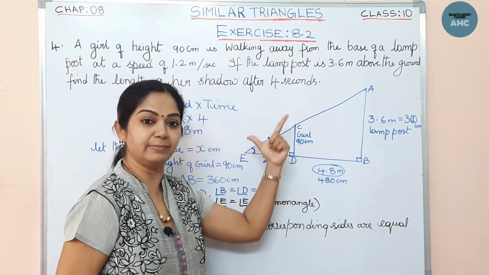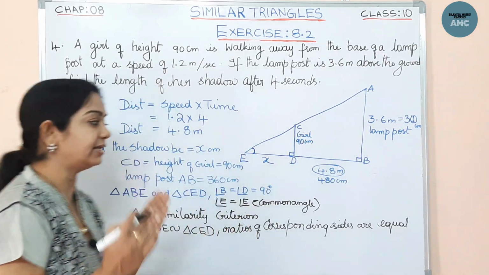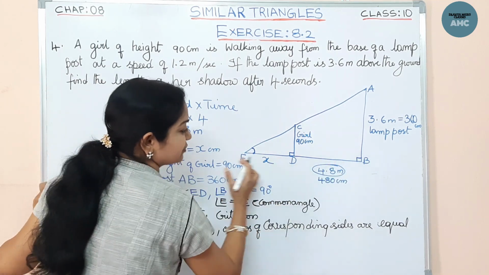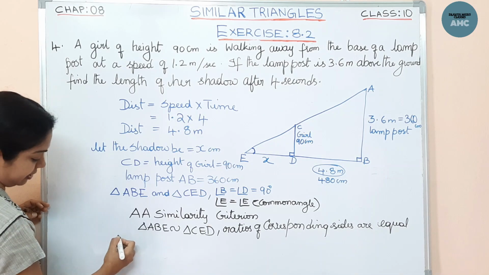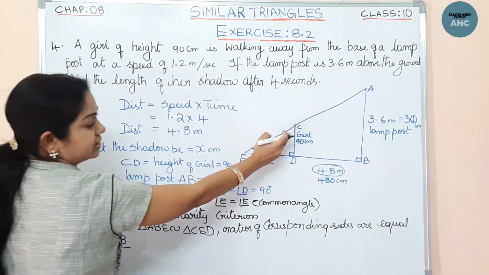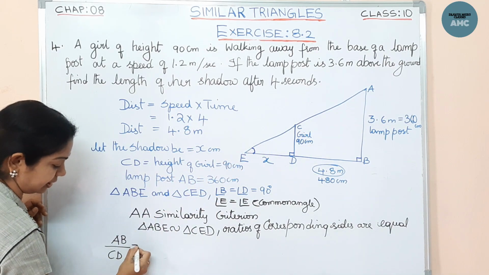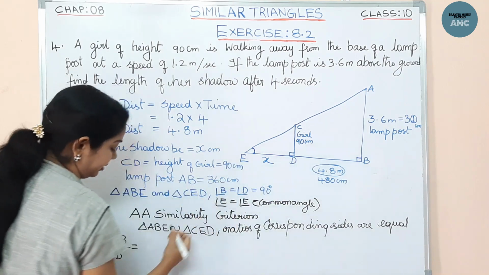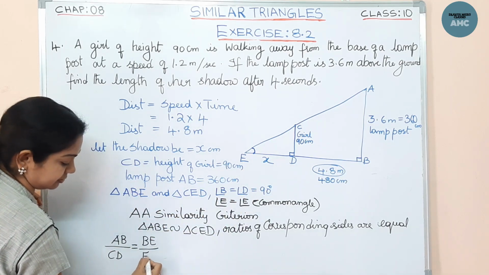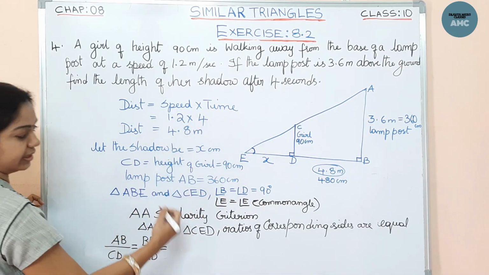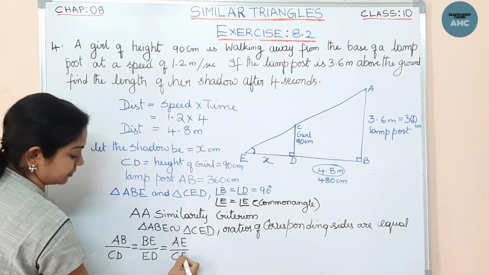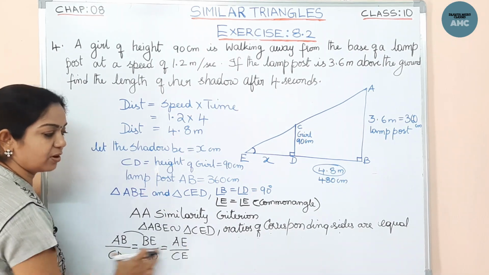See here, when I'm comparing the bigger triangle with the smaller triangle, I need to take the corresponding sides into consideration. If I want x, so for this one the base is BE. Let me compare here. For the bigger triangle it is side AB, and for the smaller it is CD, equals. Now for the bigger triangle BE, and for the smaller it is ED. Now for the bigger triangle again AE, and for the smaller it is CE. See this, these are the corresponding sides, isn't it?